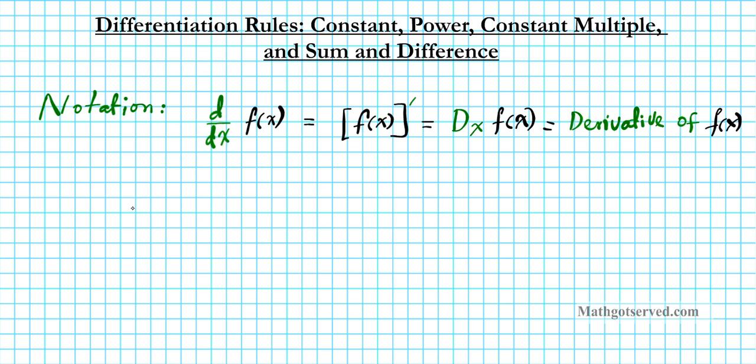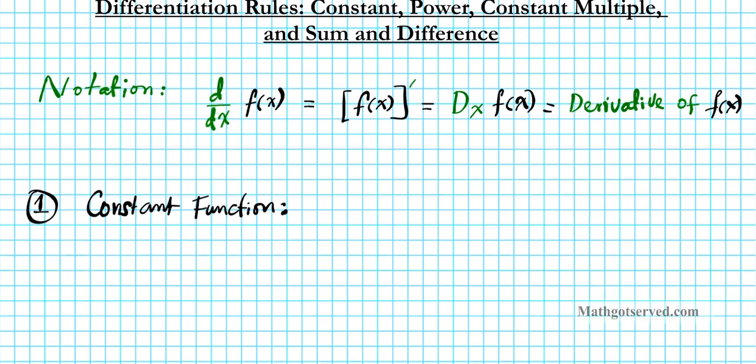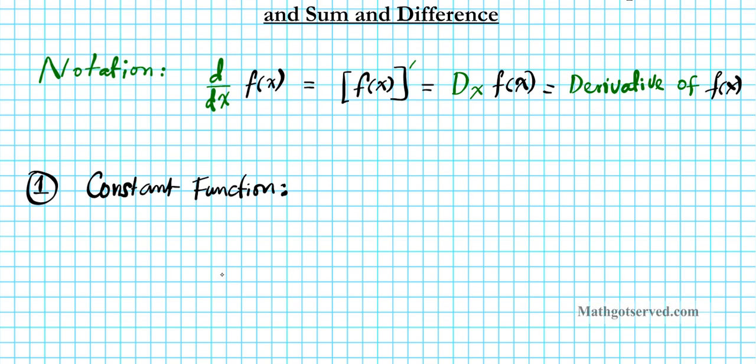All right, so let's take a look at the first rule. Rule number 1 is the constant function rule. We know what a constant function is: a function that doesn't change. It has exactly the same value for all input values of x. The constant function rule says that the derivative d/dx of a constant c is equal to 0.